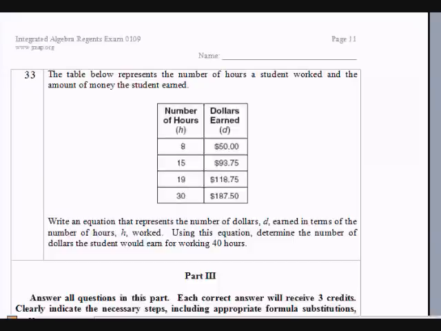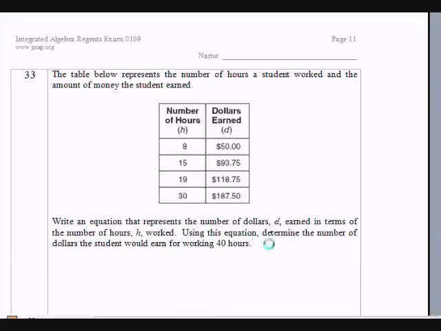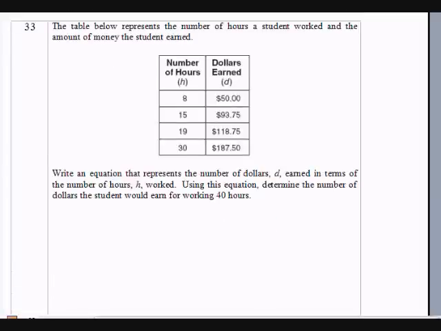Okay, this problem over here, let's take a look. The table here shows the number of hours a student worked and how much money the student earned, and they want you to write an equation using D for dollars and H for hours worked to determine how much the student would get paid depending on the number of hours that he or she worked.